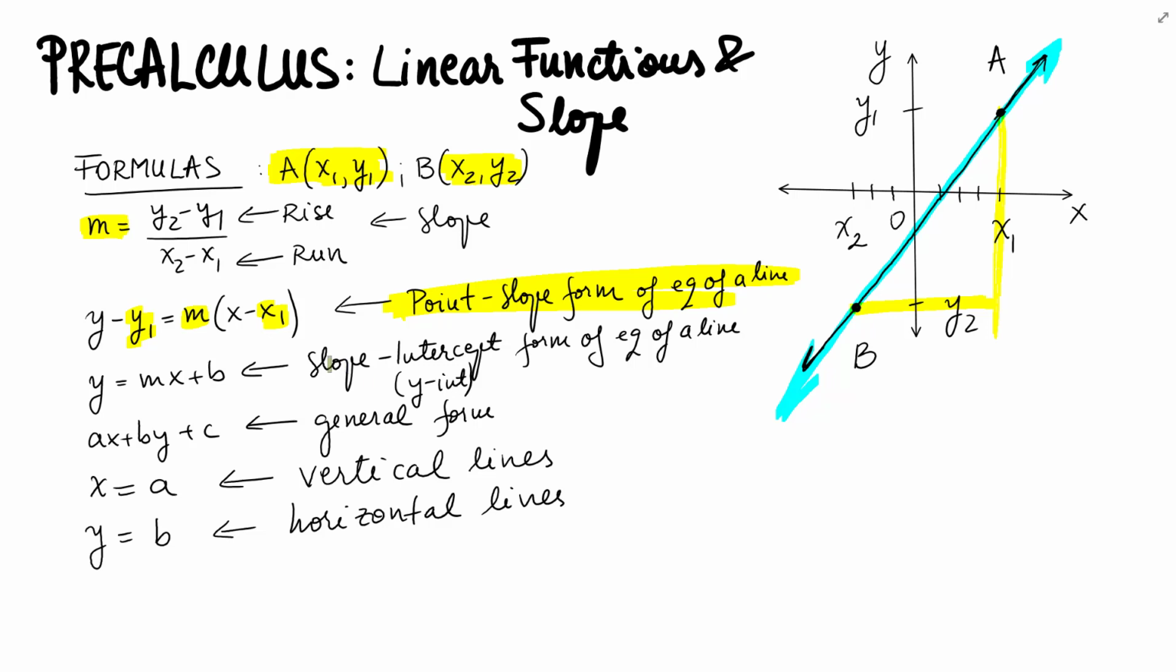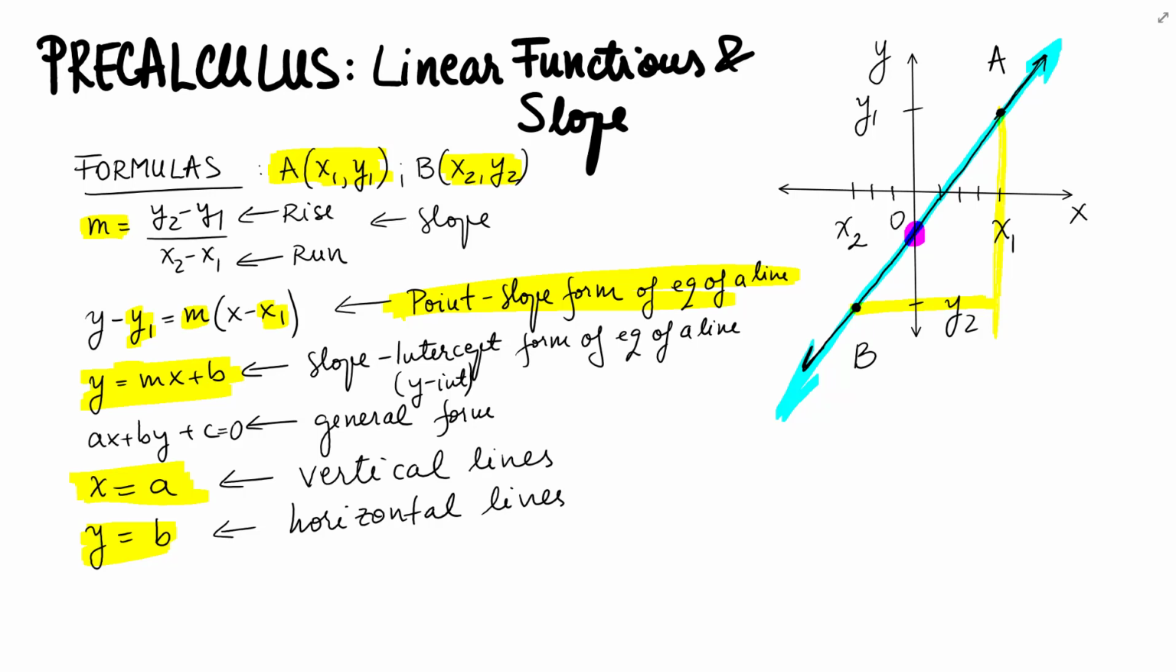Another formula would be slope-intercept form, y equals mx plus b, which means if I know the y-intercept, which in this case is exactly this point, and I know the slope, we can actually find the equation. Another form is ax plus by plus c equals 0. That's the general form. And we can have vertical lines, which in general have the equation x equals a number, and horizontal lines, which in general have the equation y equals a number.